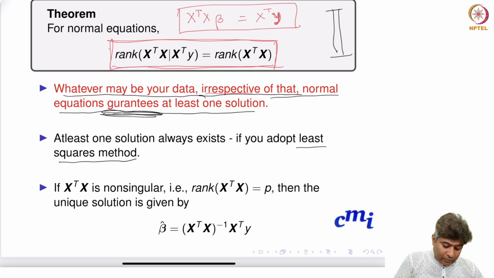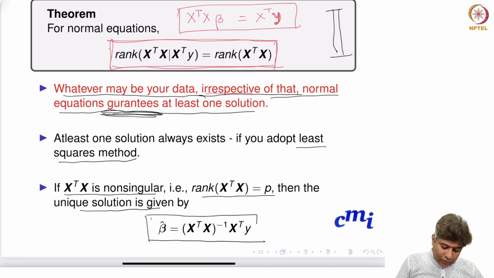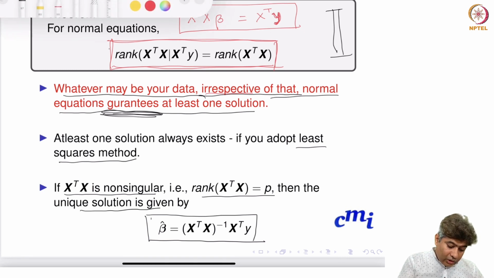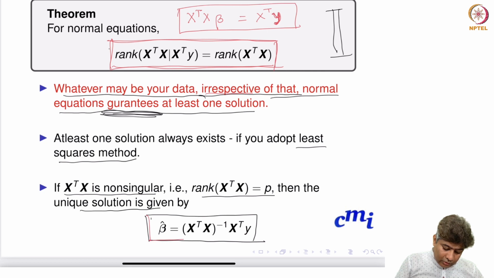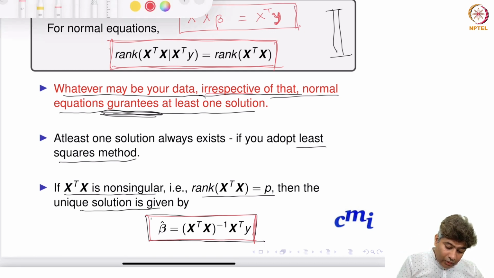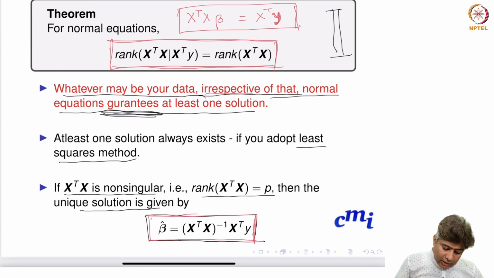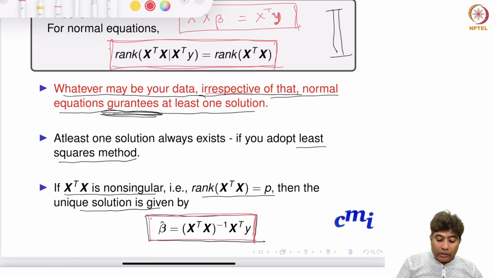Now, if x transpose x is non-singular, that is, the rank of x transpose x is p, then the unique solution is given by simply x transpose x inverse x transpose y. So this is the solution that we have for the normal equation. All you have to do, once you have the data, is set up the normal equation, and then this is the analytical solution for the normal equations.